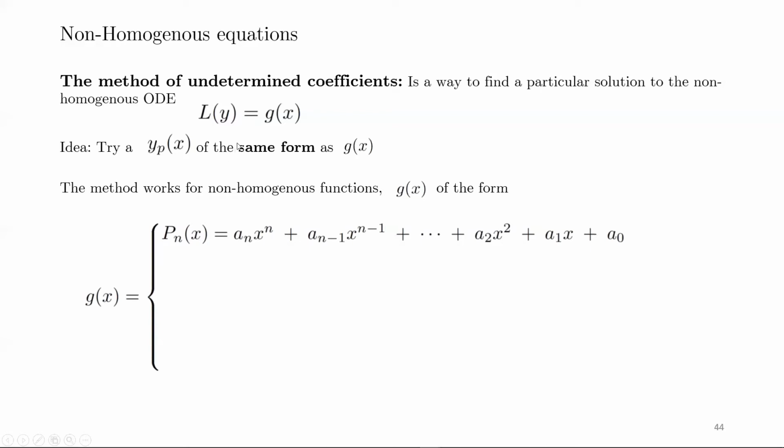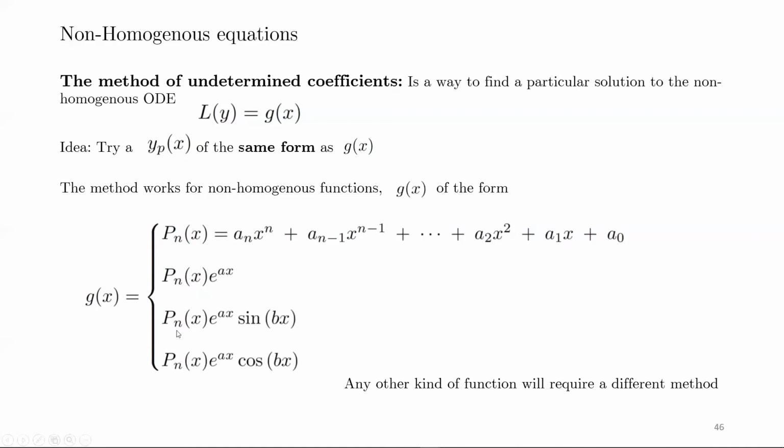this is a really good method to apply to solve the non-homogeneous ODE. Similarly, a polynomial times an exponential, where a is some constant and Pn is the nth order polynomial, the method of undetermined coefficients works really well. Similarly, it also works for a polynomial times an exponential times sine of b x, and polynomial times an exponential times cosine of b x.